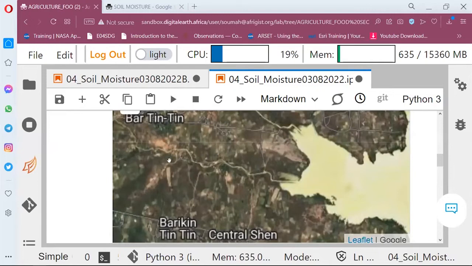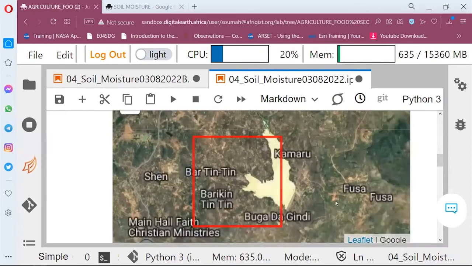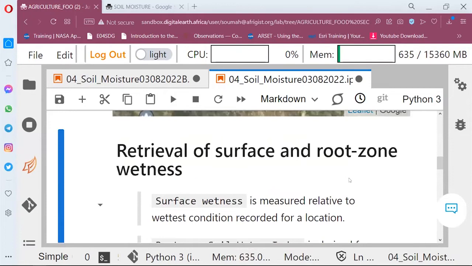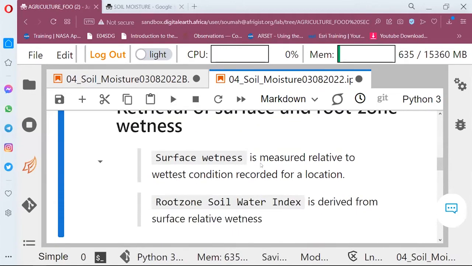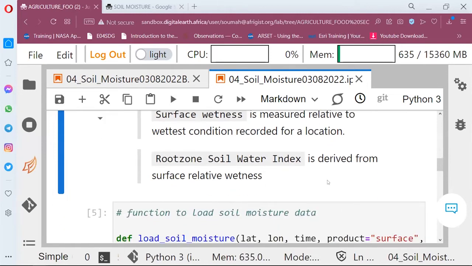So this is our area of interest. That is Bartington. We're now going to retrieve the surface and root zone wetness. The surface wetness is measured relative to the wetness condition recorded for a location. The root zone soil moisture index is derived from the surface relative wetness.